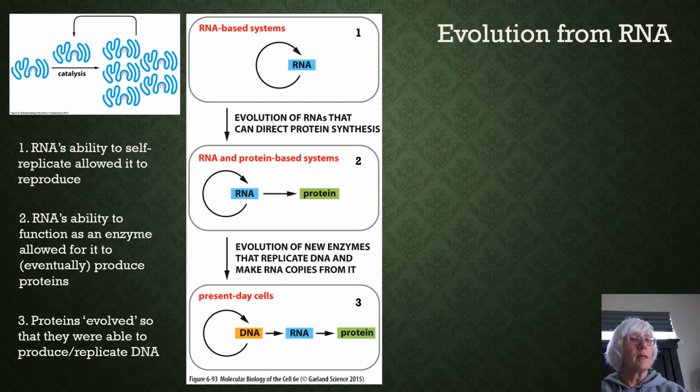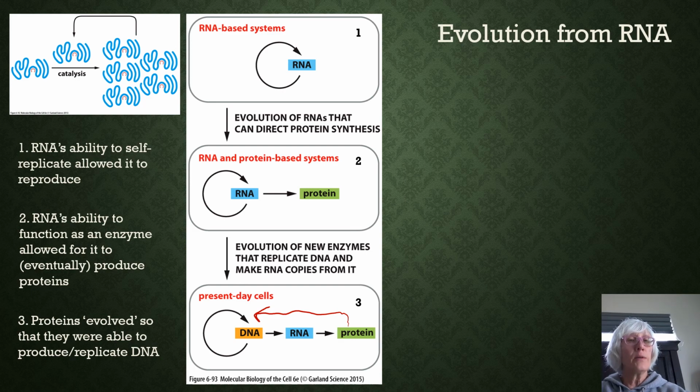The proteins that were produced from RNA's enzymatic activity were then allowed to convert, shall we say, RNA into DNA. In the bottom image on the right, you can see the present day processes that we use, RNA being the first biologic molecule producing proteins, but those proteins then able to convert the RNA to DNA.